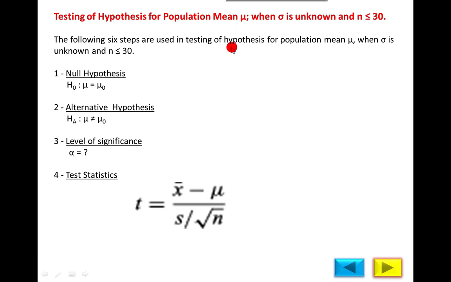This is the testing of hypothesis for mean when sigma is unknown and n is less than or equal to 30. This is the condition, because if sigma is known, we use another method, or if n is more than 30, we use another method. If both conditions are satisfied, when sigma is unknown and n is less than or equal to 30, for testing of hypothesis for mean, we use this statistics method. This test is also called the t-test, or in general you can say test statistic.